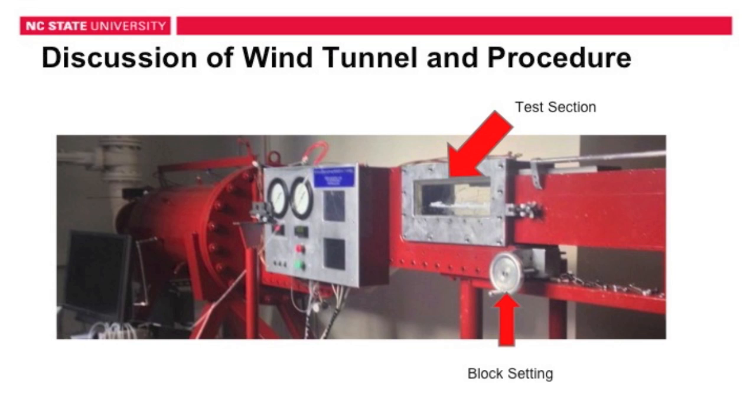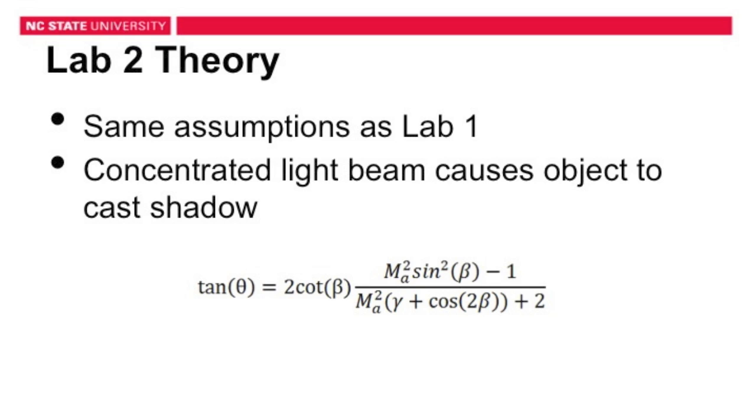This experiment involves changing the block setting from 2200 to 800 while recording the pressures before and after the shock wave that forms on the pitot tube. The Mach number was then found using the previously mentioned equation. Because the flow is still supersonic and shock waves are formed, the same assumptions as before are required.